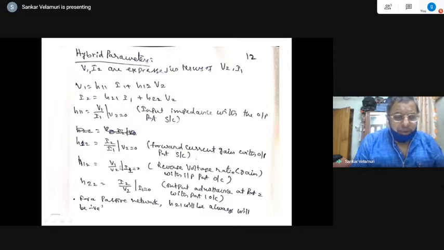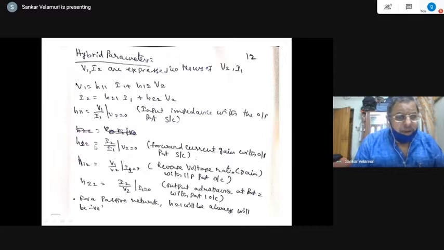So this is referred to as reverse voltage ratio, and sometimes it can be called reverse gain, because gain implies output by input. Do not worry about that. You treat that as only a ratio, voltage ratio, with the input port being open circuited, I1 is equal to 0. And similarly, with V2 is equal to 0.